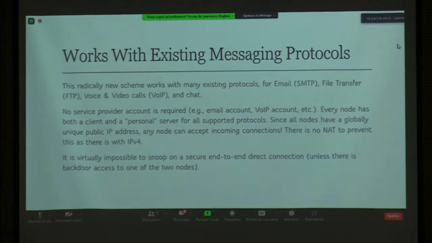Now, like I said, this works with existing messaging protocols. I've actually demonstrated it with SMTP, FTP, VoIP, and chat, and all of them in a secure mode. So no service provider account is required. You don't need an email account or a VoIP account or whatever. Your local personal server is basically your account. Every node has both a client and a personal server for all supported protocols. Since all nodes have a globally unique public IP address, any node can accept incoming connections. There's no NAT to prevent this as there is with IPv4. It's virtually impossible to snoop on a secure end-to-end direct connection.